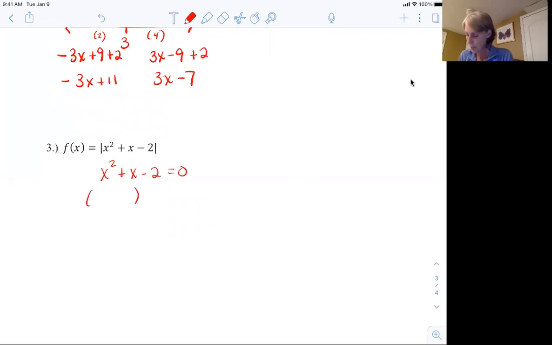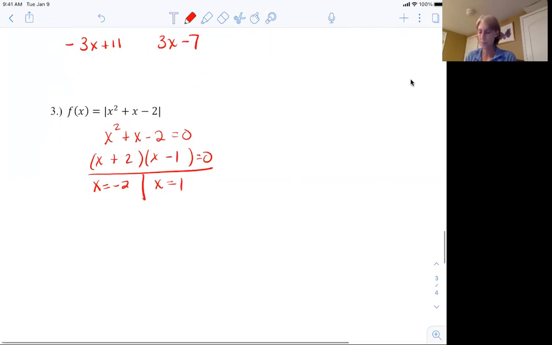And to get my x plus 2, x minus 1. So x is negative 2 and x is 1. Yuck. Negative 2 and 1. Now I have 3 intervals, so I have to pick a number in each interval.